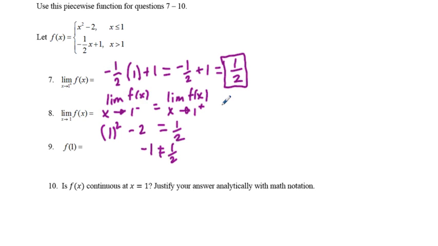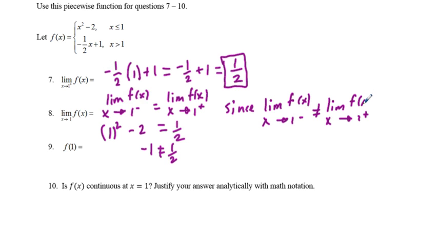Okay, so our conclusion is since the limit as x approaches 1 from the left side of f of x does not equal the limit as x approaches 1 from the right side of f of x, then the limit as x approaches 1 of f of x does not exist.